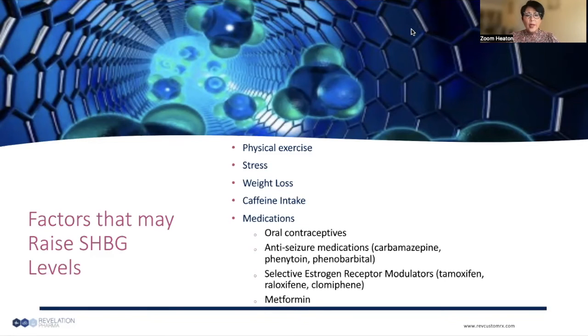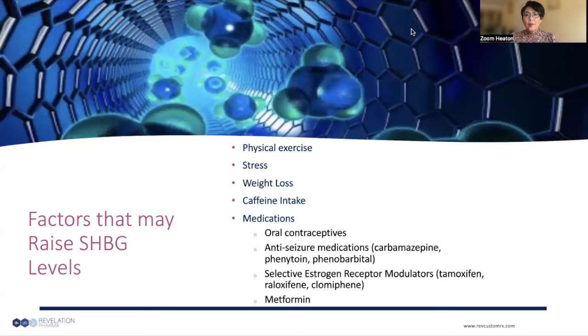Now, factors that may raise SHBG levels: physical exercise. There's been studies that have found that exercise was associated with higher SHBG levels. Higher BMI was associated with lower SHBG levels, however. A primary reason for SHBG levels to increase is from high cortisol levels, and high cortisol levels occur from both a short-term and long-term stress response of any type, whether it's physical or emotional.